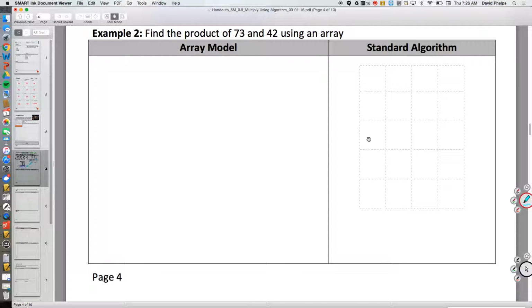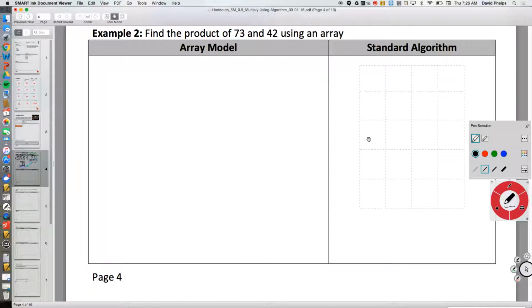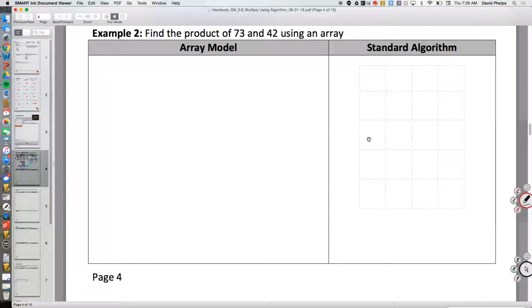Move on to example 2. Here we go. Get your pencil ready. I'll get my black pen. Let's work. Find the product. We already know. Boom. Circle it. Multiplication sign. Of 73 and 42 using an array and the algorithm. I forgot to put that. My bad. All right. So the array.